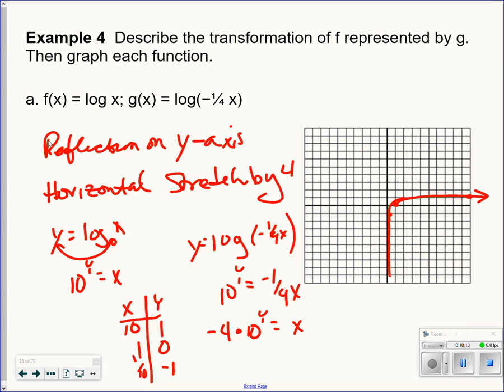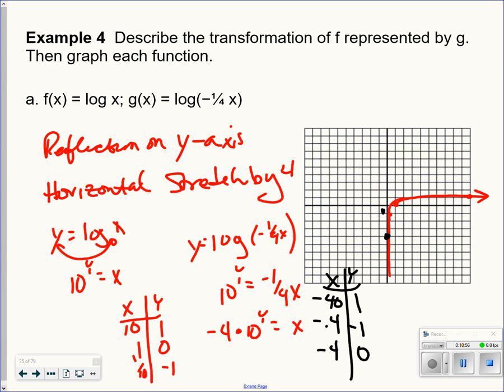So if I'm going to do an xy chart for this, if I put 1 in for y, I would end up getting negative 40. So that number doesn't help me out too much. What if I put negative 1 in for y? Well, now I get 1/10, which is negative 0.4. 0 in for y, I get negative 4. So the graph of this one, 0, negative 4. Negative 0.4, negative 1.